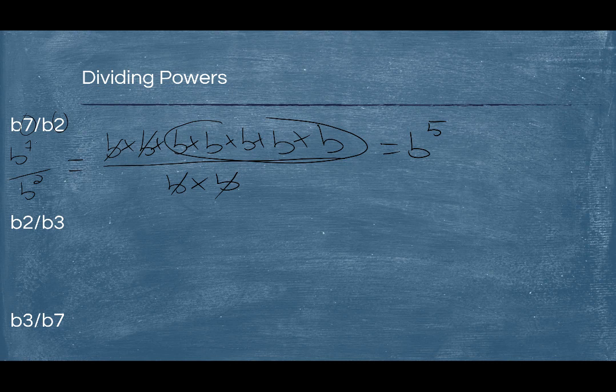How do we get that? How could you get that quick? 7 divided by 2, 7 minus 2 gets you that exponent 5.